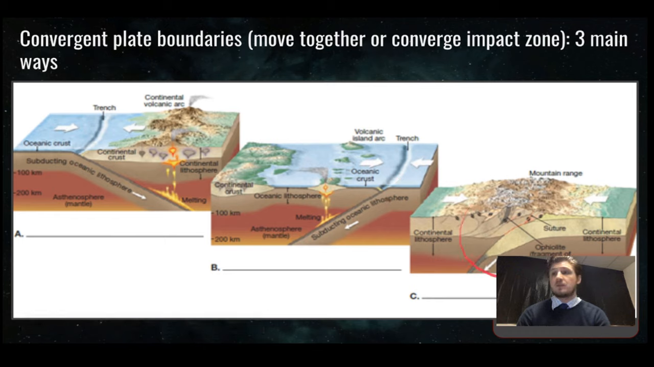And finally, we've got a collision zone where two continental plates collide quite aggressively, forming massive mountain ranges, places like the Himalayas and also the Grand Canyon being uplifted 7,000 metres up into the air above sea level. It's quite amazing.